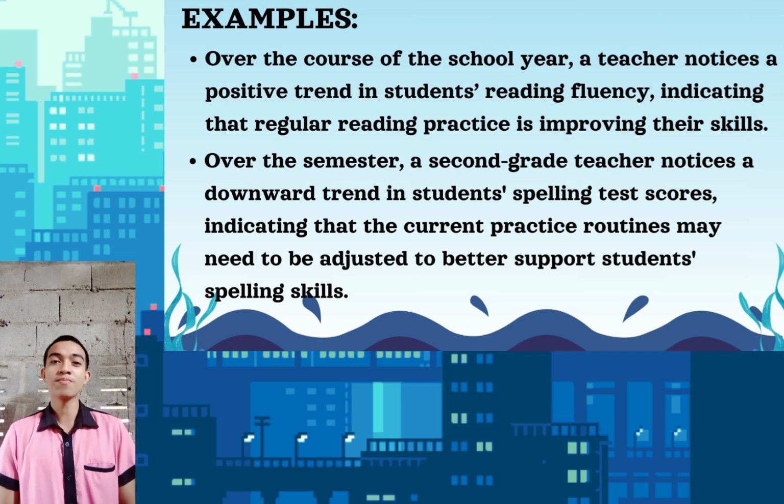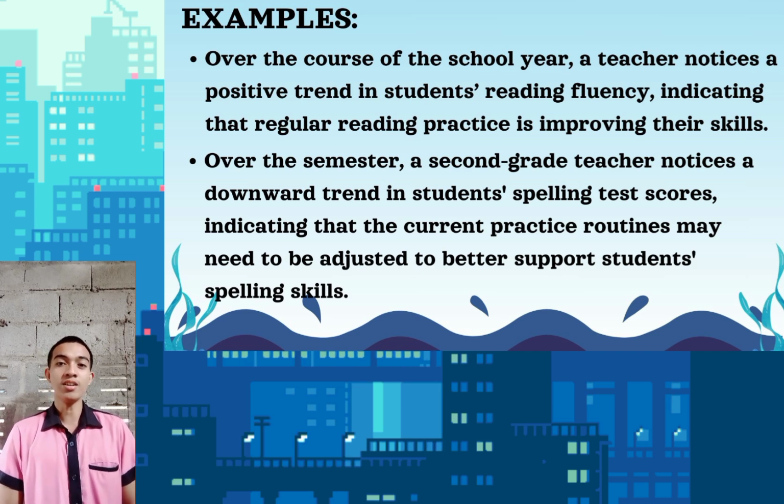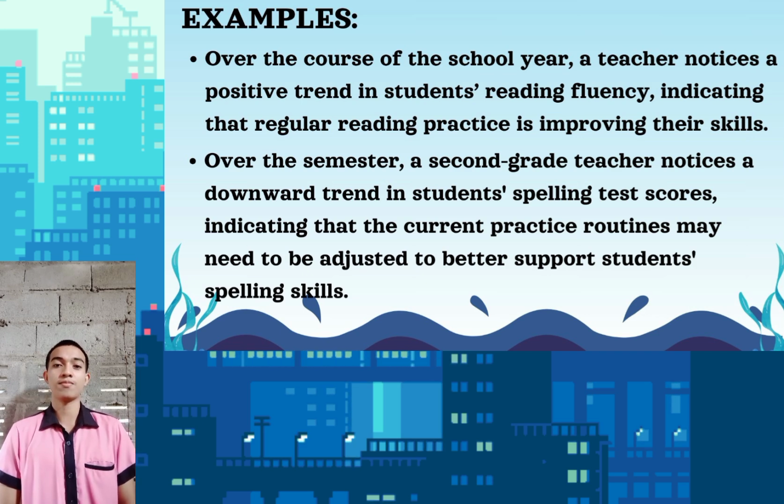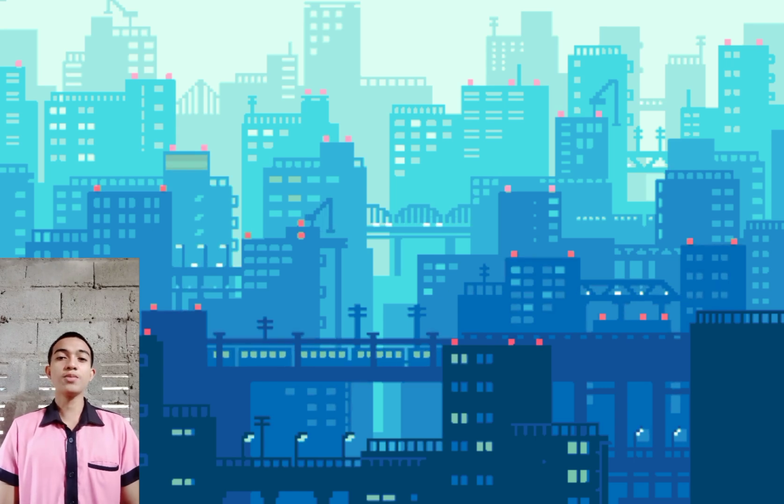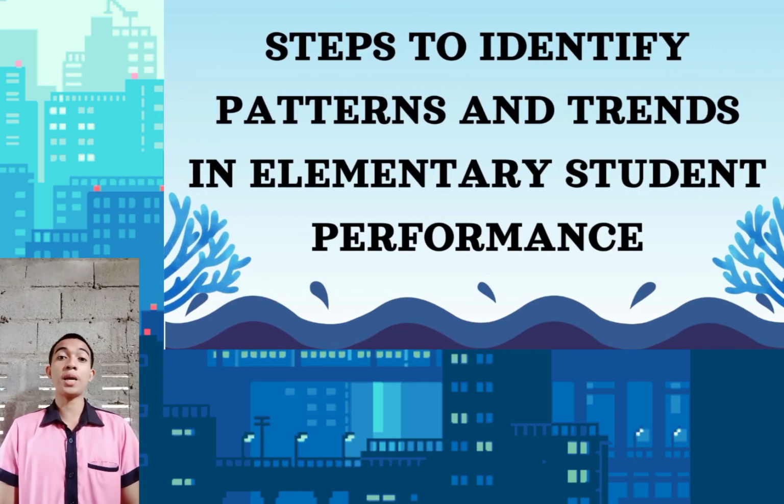Another example, over the semester, a second grade teacher notices a downward trend in students' spelling test scores, indicating that the current practice routines may need to be adjusted to better support students' spelling skills. At this moment, let's proceed to the steps to identify patterns and trends in elementary student performance.